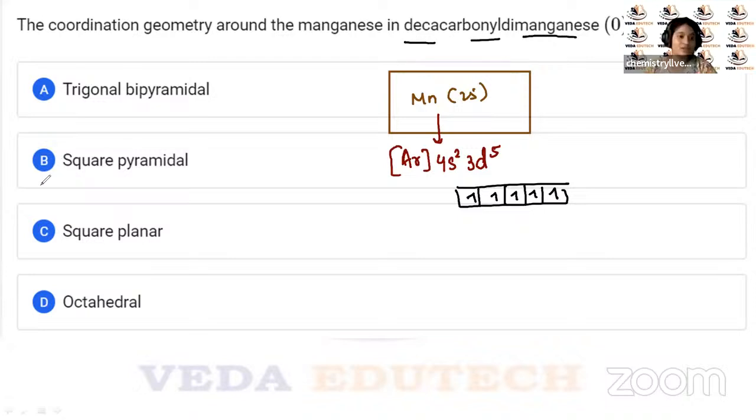Decacarbonyl dimanganese. So if manganese is trying to form bonds, then how many bonds can it form, children? How many bonds can it form here? It is going to form bonds like this. Just a minute. And how is it going to form, children? It can form, I'll show you the structure, just a minute.